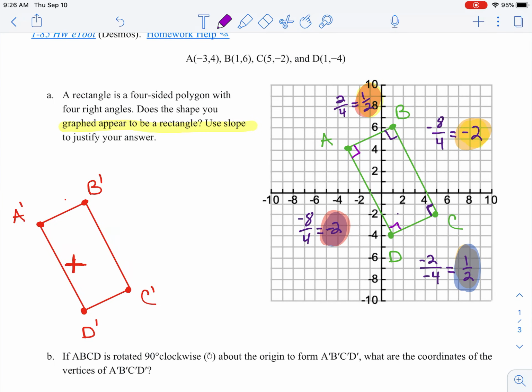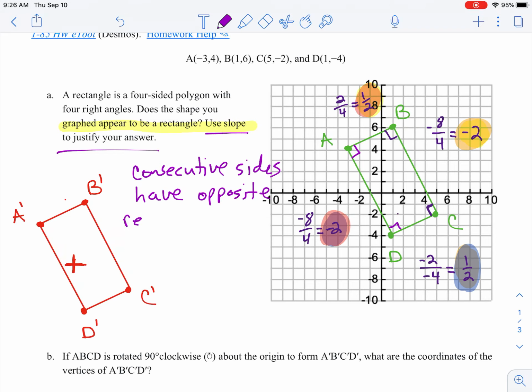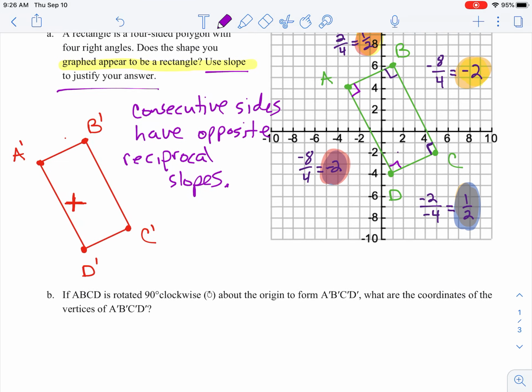So use slope to justify your answers. I've done that, so I could say consecutive sides have opposite reciprocal slopes. And then I showed you what those slopes were to prove, yes, they are opposite reciprocals.